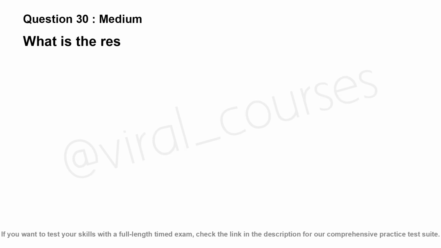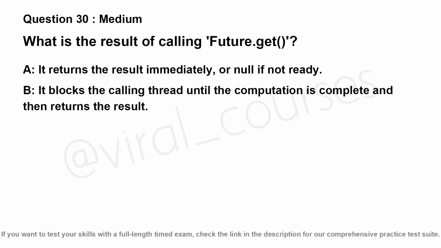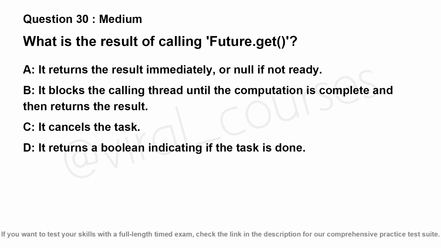What is the result of calling future.get()? Option A, it returns the result immediately, or null if not ready. Option B, it blocks the calling thread until the computation is complete and then returns the result. Option C, it cancels the task. Option D, it returns a boolean indicating if the task is done.